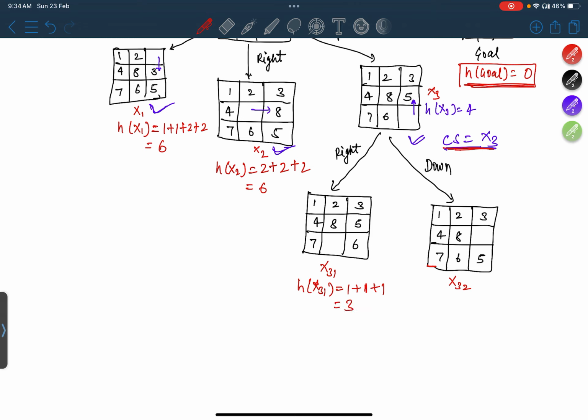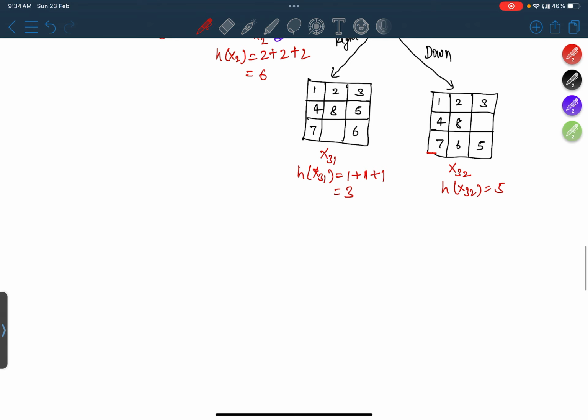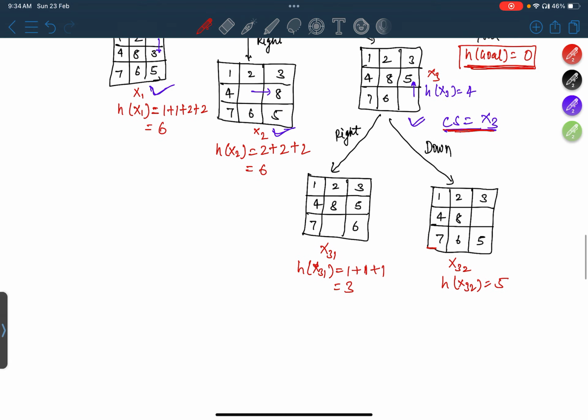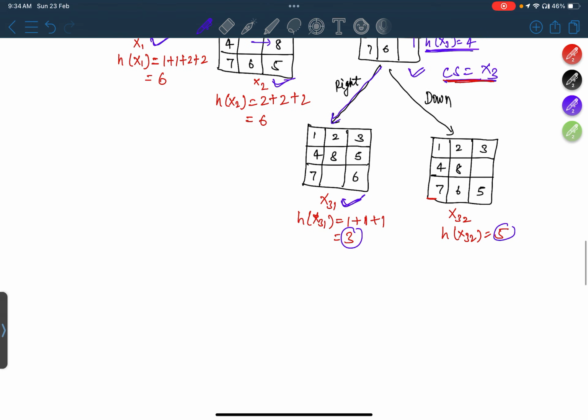3, and इसके लिए कितना आ रहा है, h of x32 के लिए, 32 के लिए that we already know, ये सेम स्टेट है तो 5, तो कौन सा चूज होगा, this one, right, because यहाँ पे कितना था 4 and यहाँ पे 3, so we found a better one, and यहाँ पे 5 which is worse, so we'll pick this path, and now current state will become x31, okay.